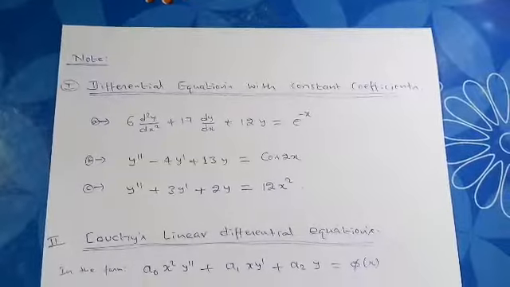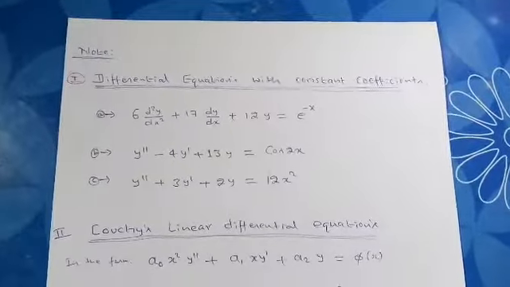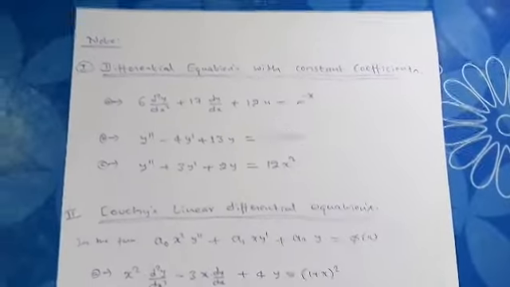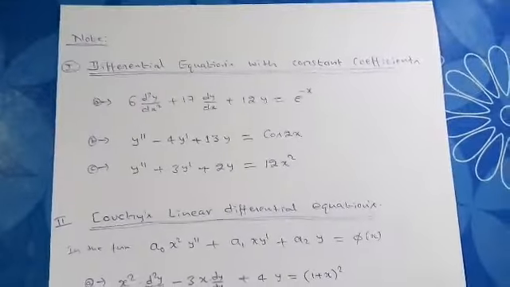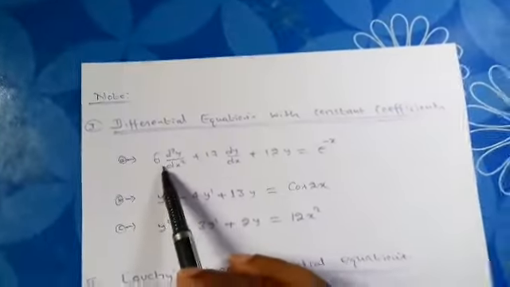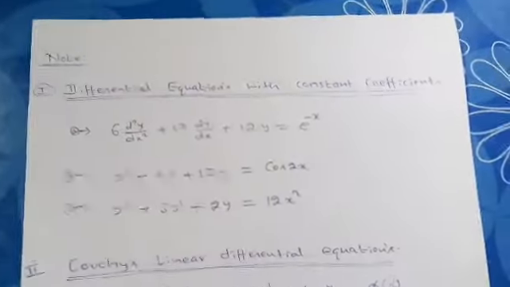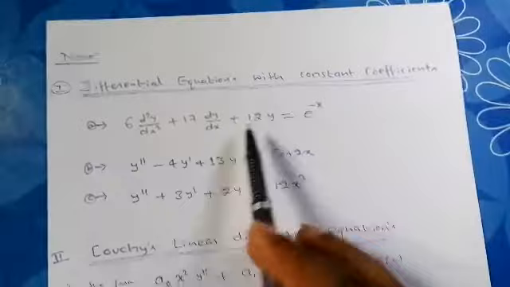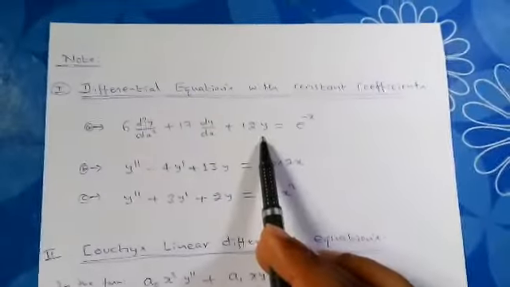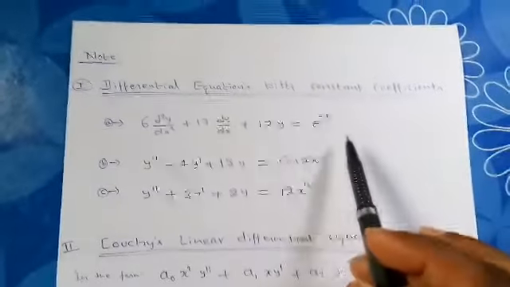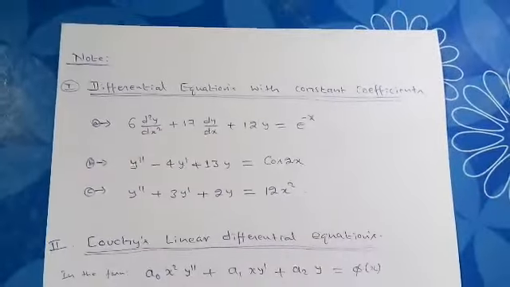Here, how to identify whether the given problem is a differential equation with constant coefficients, or a Cauchy or Legendre equation? It's very simple by observing the coefficients. Look at this differential equation having the coefficients 6, 17 and 12. These coefficients are constants. Therefore, this is a differential equation with constant coefficients. The solution is obtained by finding the complementary function and particular integral.